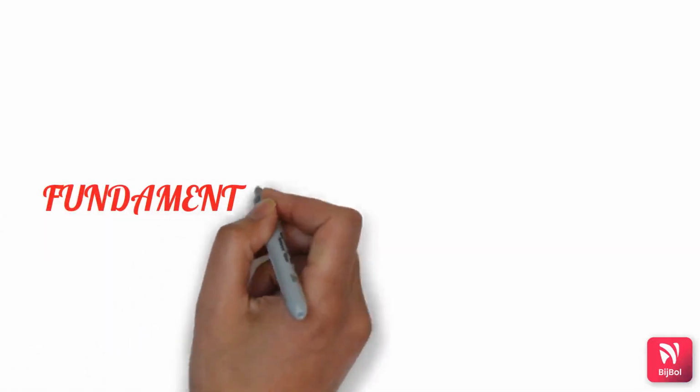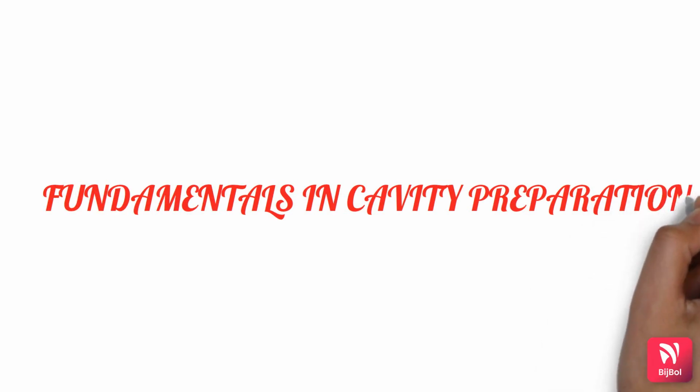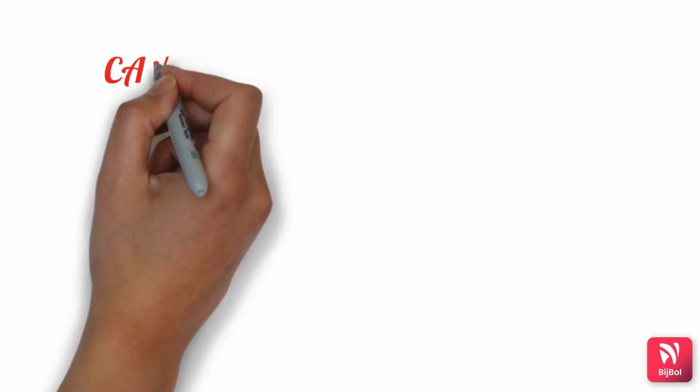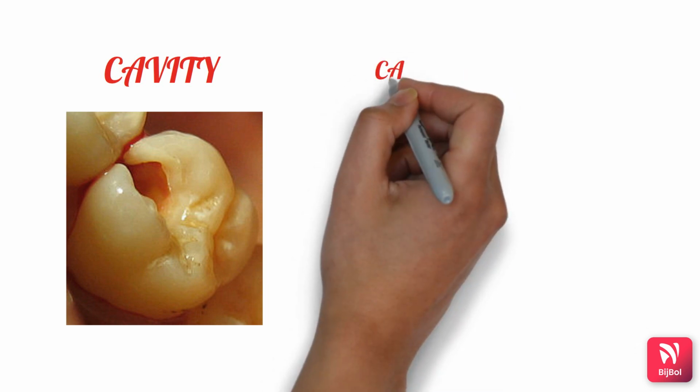Today we'll discuss the fundamentals of cavity preparation. We'll see a few terminologies before proceeding into it. What is a cavity? It refers to the defect in the tooth enamel or in both enamel and dentin due to the caries process. So what do we do for that? We just make the cavity preparation for that.